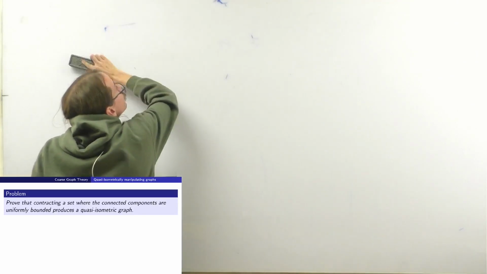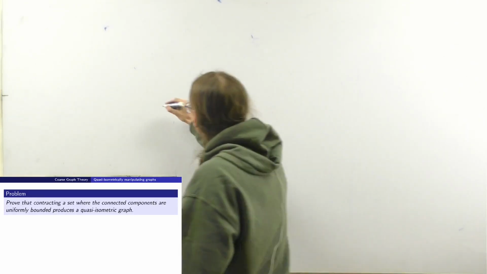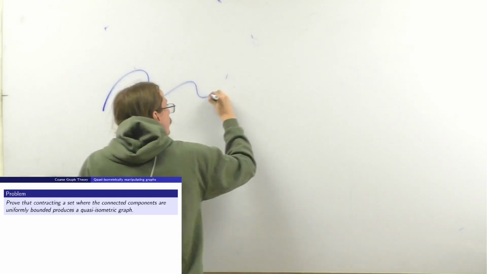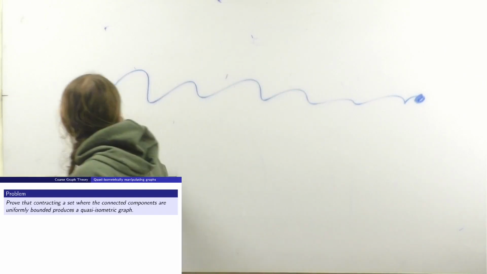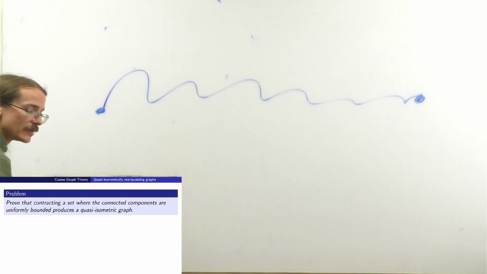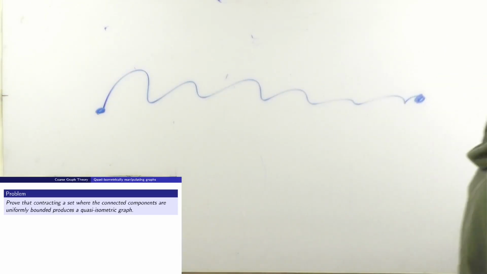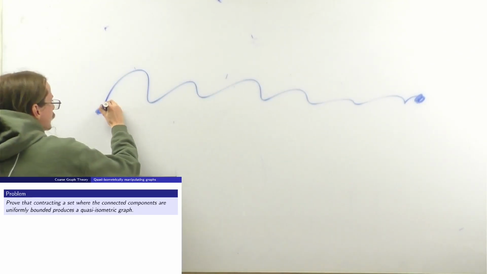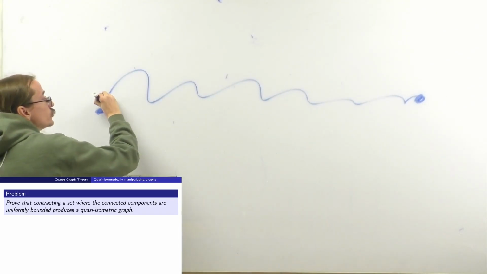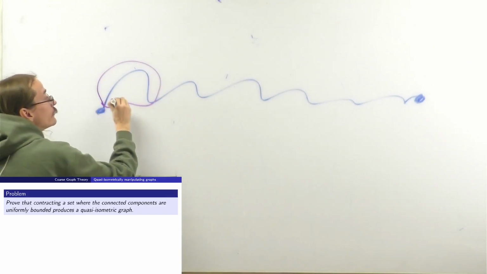So here's a path in my graph. Here's an endpoint. Here's an endpoint. Now I'm going to contract uniformly bounded pieces in this. Well, those uniformly bounded pieces account for, at most, some chunk of this path.